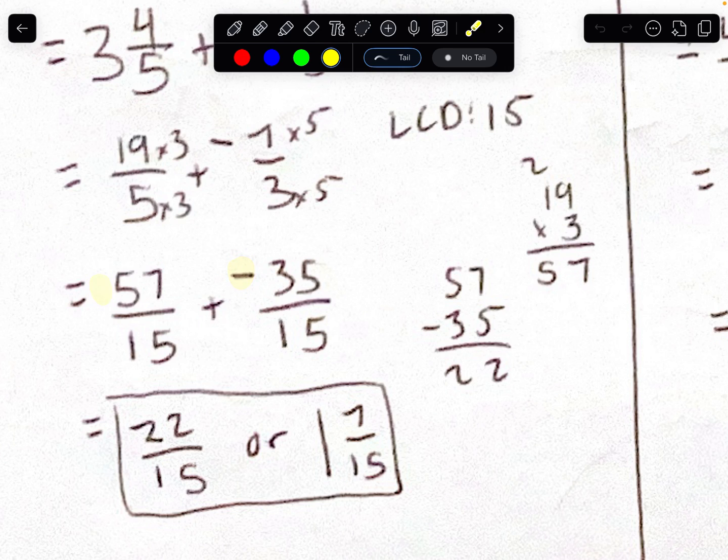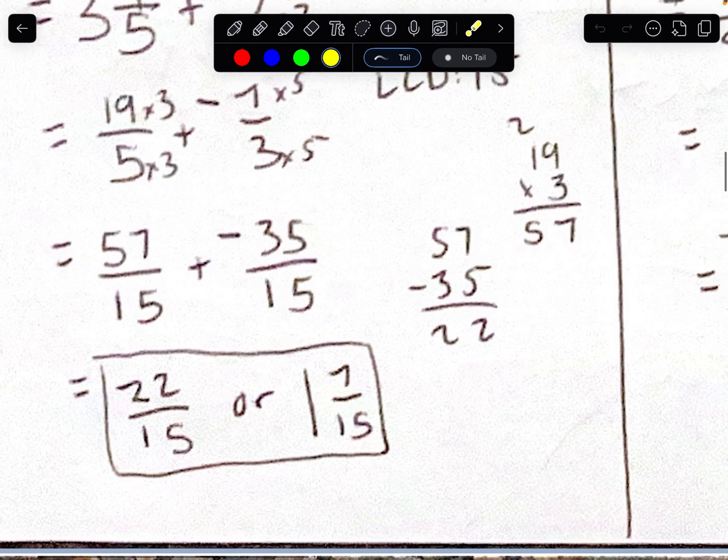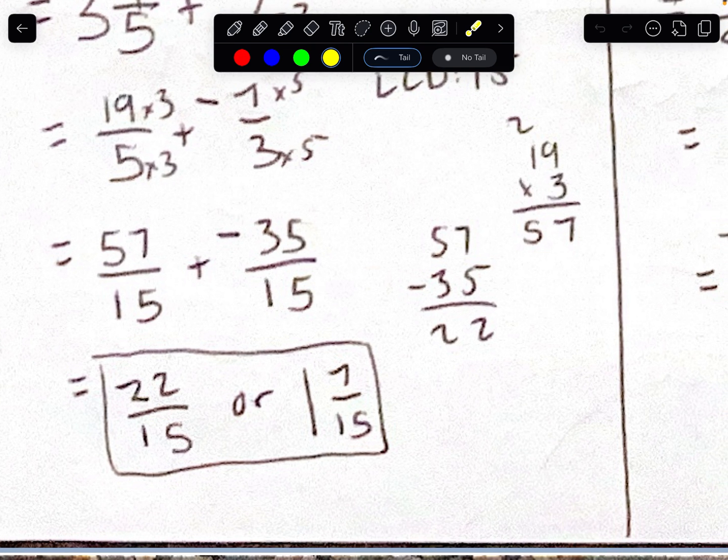Different signs, subtract. So 57 minus 35 makes 22. 57 is a bigger number, so my answer will be a positive. So 22 over 15 or 1 and 7/15.